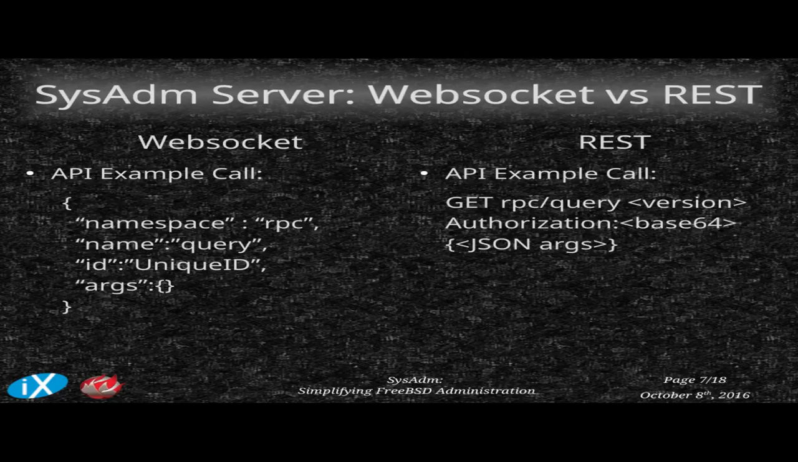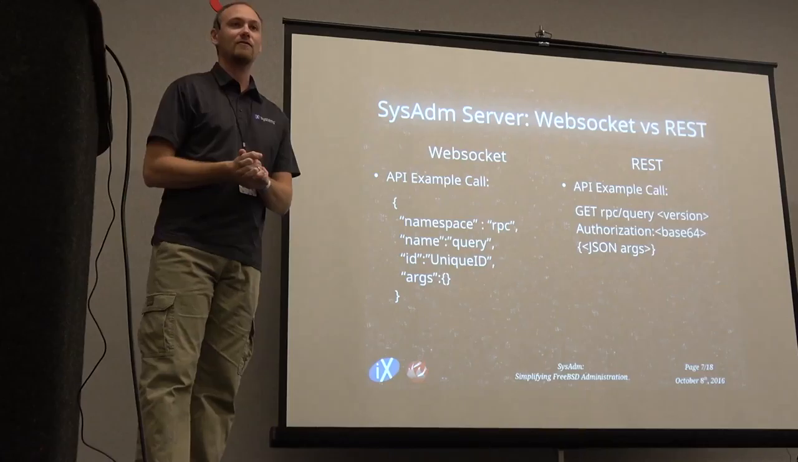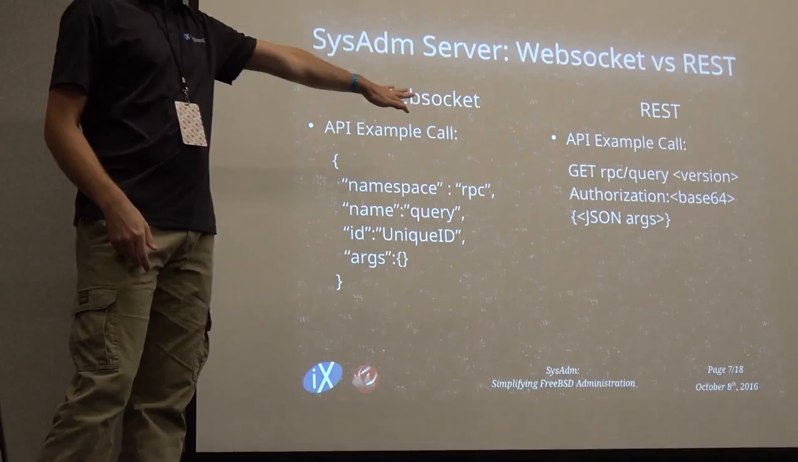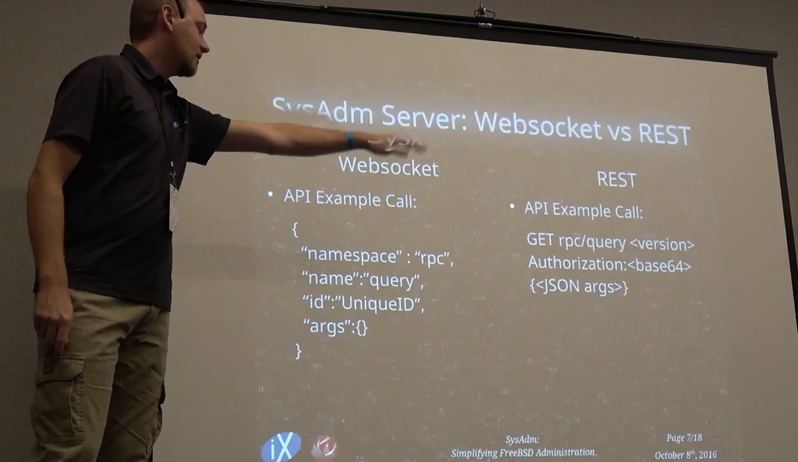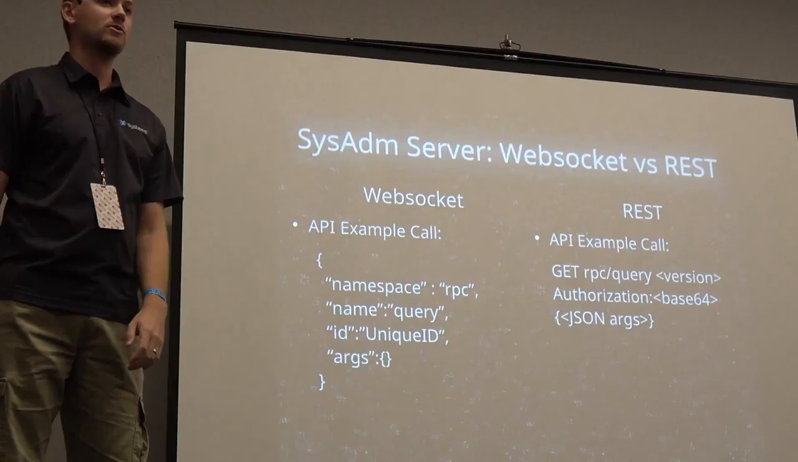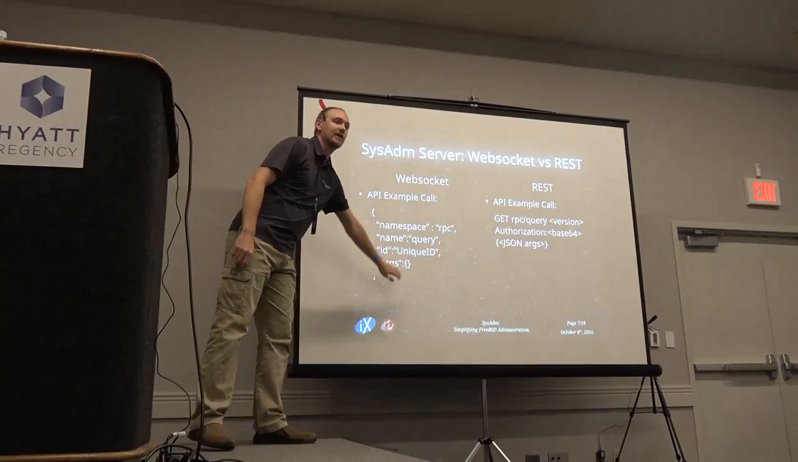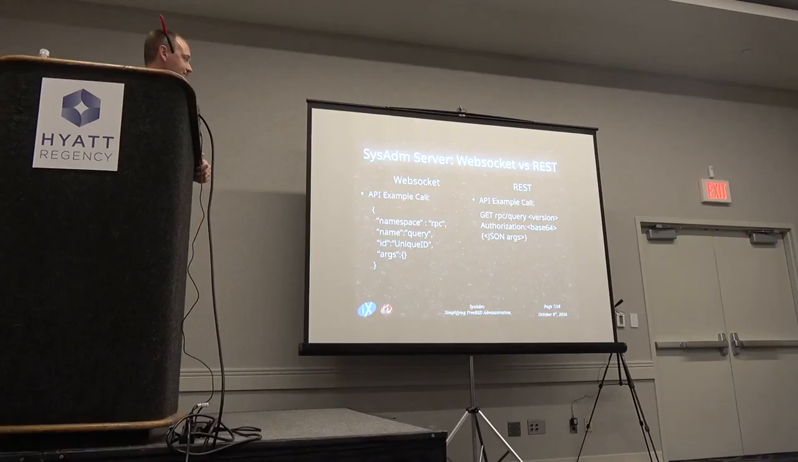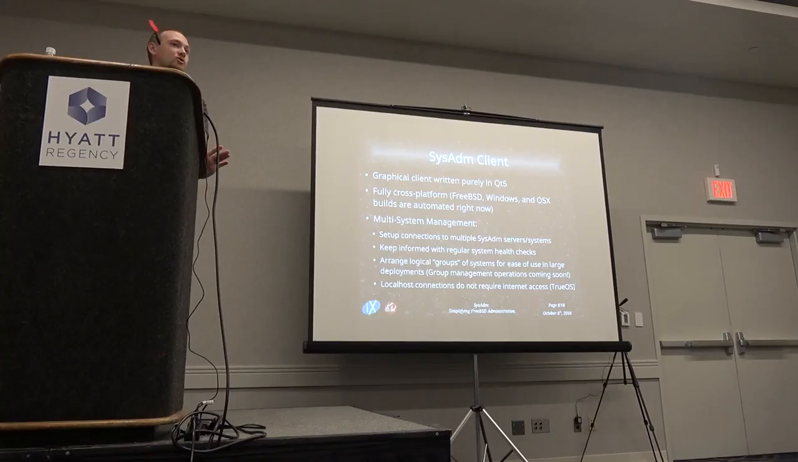So here's an example of some of the API calls for the difference between WebSocket and REST, because again, with WebSockets, it's pure JSON. So we use namespace, name, some kind of ID, because when the reply comes back, you need to associate it with what the reply was. Things might come back in different orders, so you always need to associate the ID with whatever it was. And then the args contains whatever data is needed for that API request, anything extra. For a REST call, you do something like that instead. Get rpc/query, where that would correspond to the namespace and name, the HTTP version or whatever, and then your authorization is the base64 username, password stuff to do your authentication there. And then again, JSON arguments, which corresponds to this here, your arguments field. So there's still JSON mixed in even with the REST stuff.